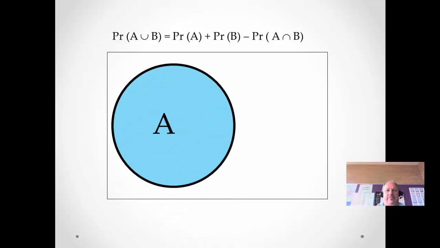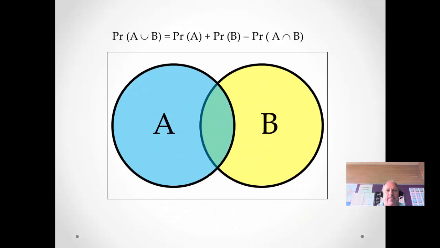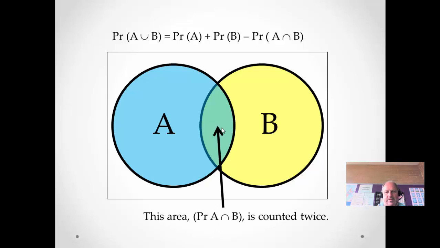If we look at a Venn diagram of A and B, A union B means everything in A and B. If I add up all the bits that make A, which is that section, and all the bits that make up B, which is that section, you'll see that this section has been counted twice. So that's why we say the probability of A plus the probability of B, take away the intersection, because it's been counted twice.